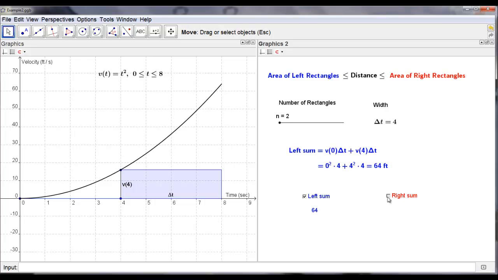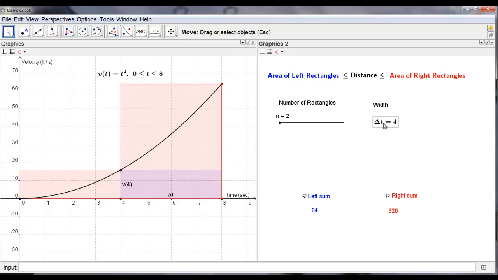If we put these two things together, we can see that the total distance the car traveled must be somewhere between 64 feet and 320 feet. Now obviously that's not a very good approximation, so the question is, how do we make it better? And we make it better by making delta t smaller and using more rectangles.